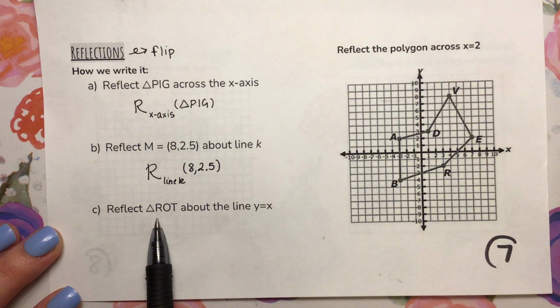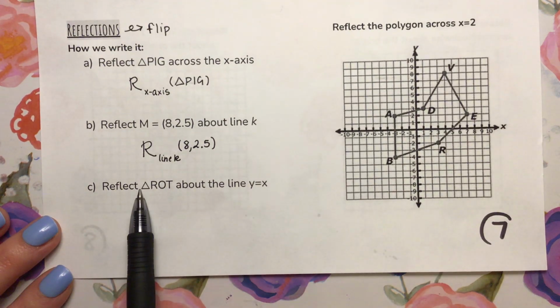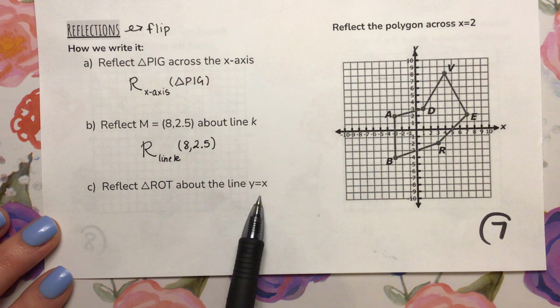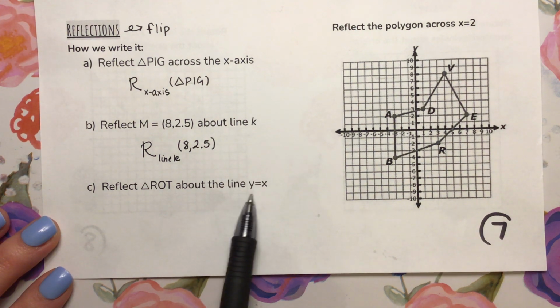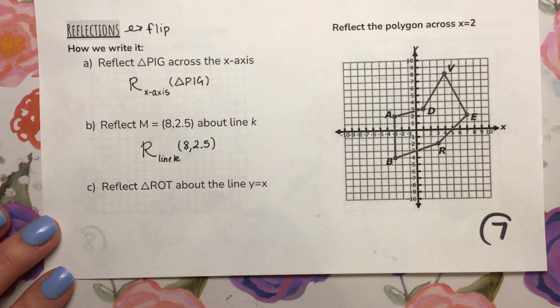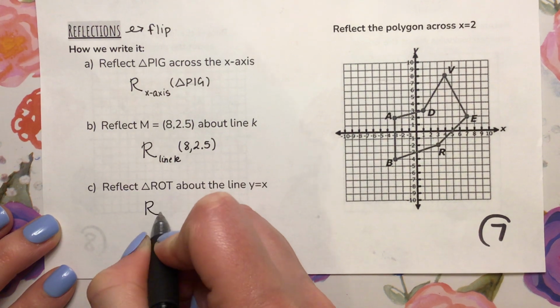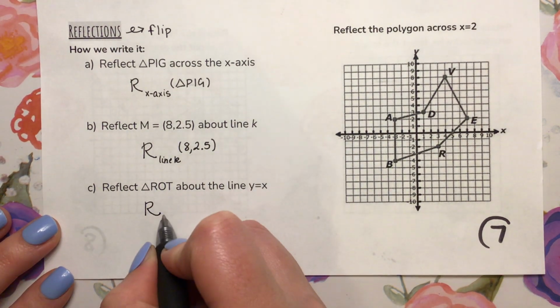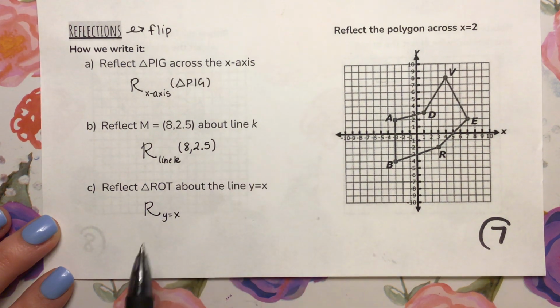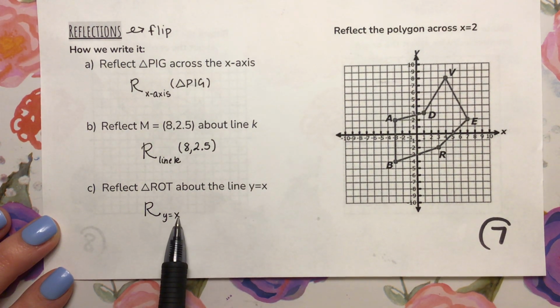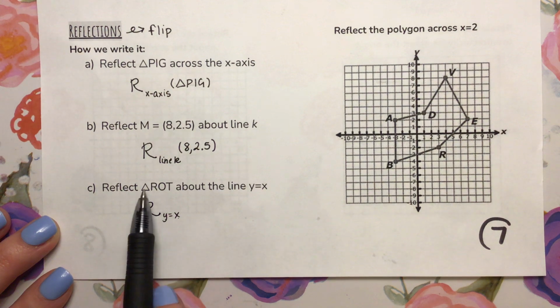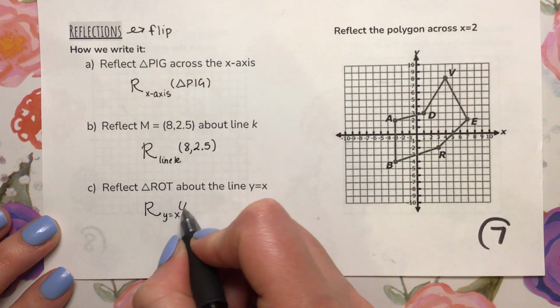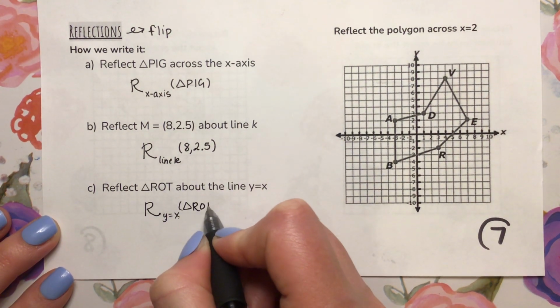Let's do one more. We want to reflect triangle ROT about the line x equals y, or sorry, y equals x. So we have our capital R. We want to reflect it across the line y equals x. So this says reflect across y equals x, but what are we reflecting? This triangle right here, triangle ROT.